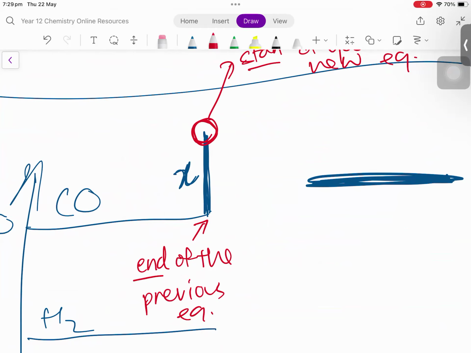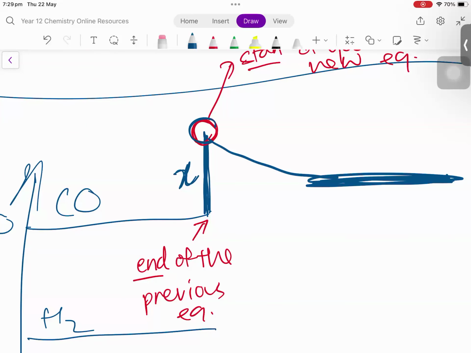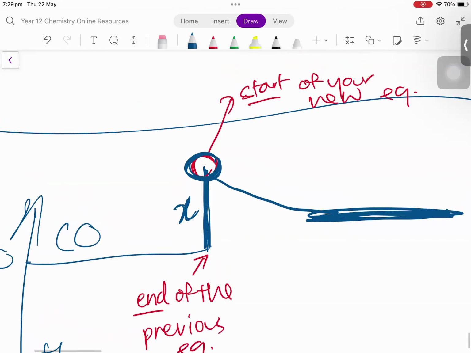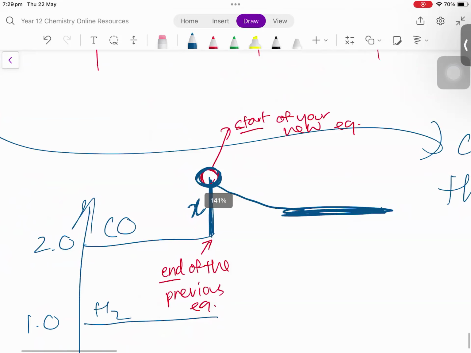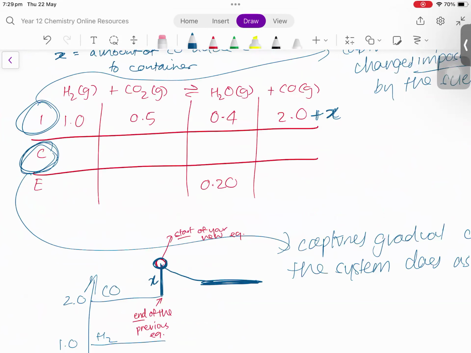But this is the one that you impose the change of. So when you go to connect the lines, you do it from the top here. So the 2 plus x is the start of your new equilibrium. Yeah. So that's why that unknown that we're looking for goes into I and doesn't go into C. C is the change that the system does. Any change that we do goes in I. Okay. So that's pretty much it. You're not supposed to be filling in C for any change that you do. That goes in I.